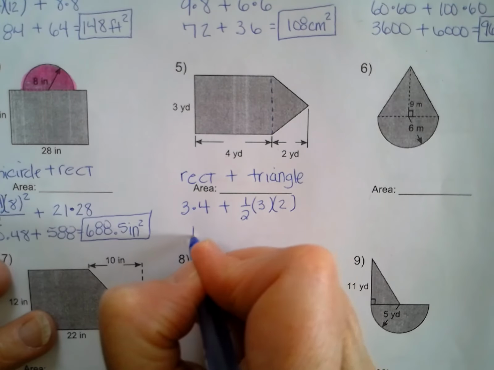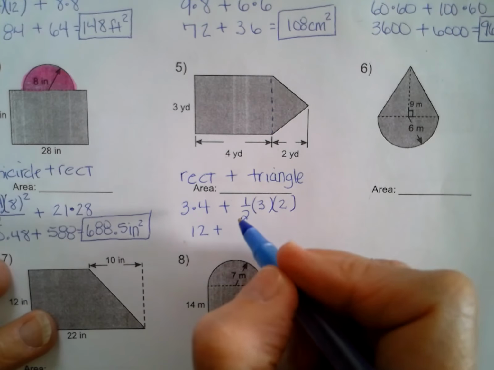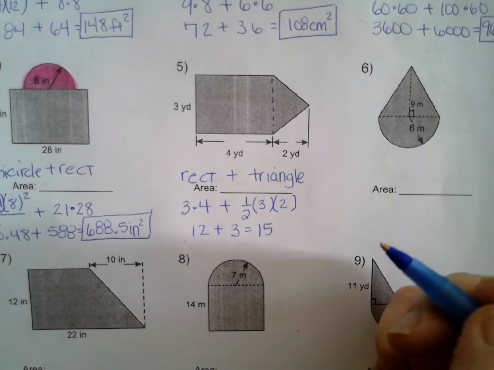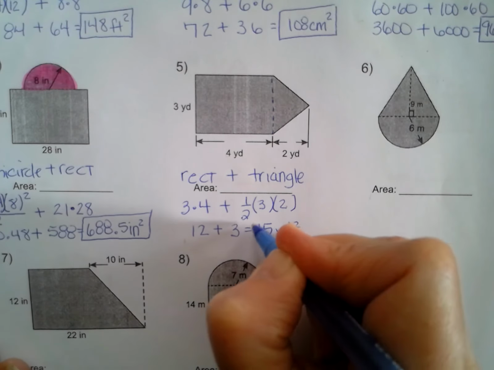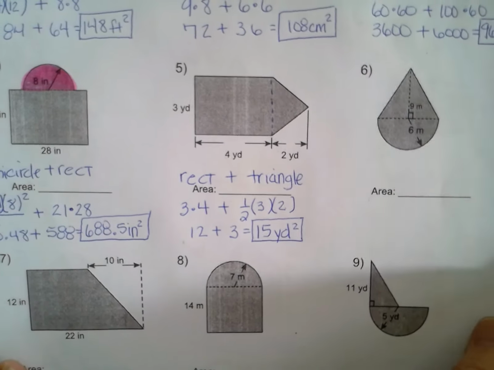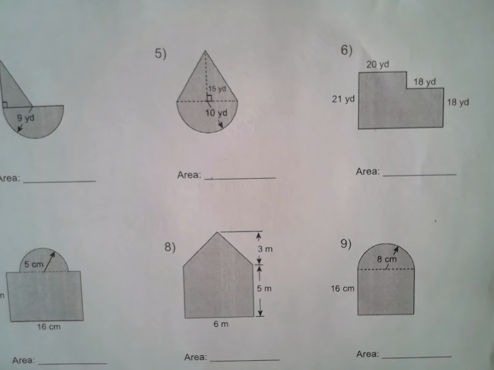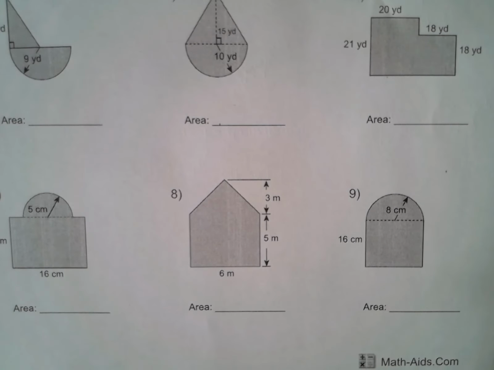So 3 times 4 is 12. 3 times 2 is 6. Divided by 2 is 3. So that gives us a total area of 15, and the units are going to be yards squared. All right. On the you-do side, you can do number 8. Pause the video. All right.